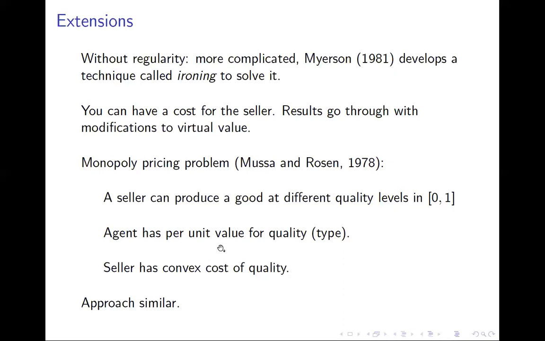So the agent has a per unit value for quality. If you get a quality Q, your value will be V times Q. So there's a per unit value for quality. The seller has a convex cost for quality. Basically there is a cost function C. To produce a quality level Q, there's a cost C of Q, and this cost function is convex.